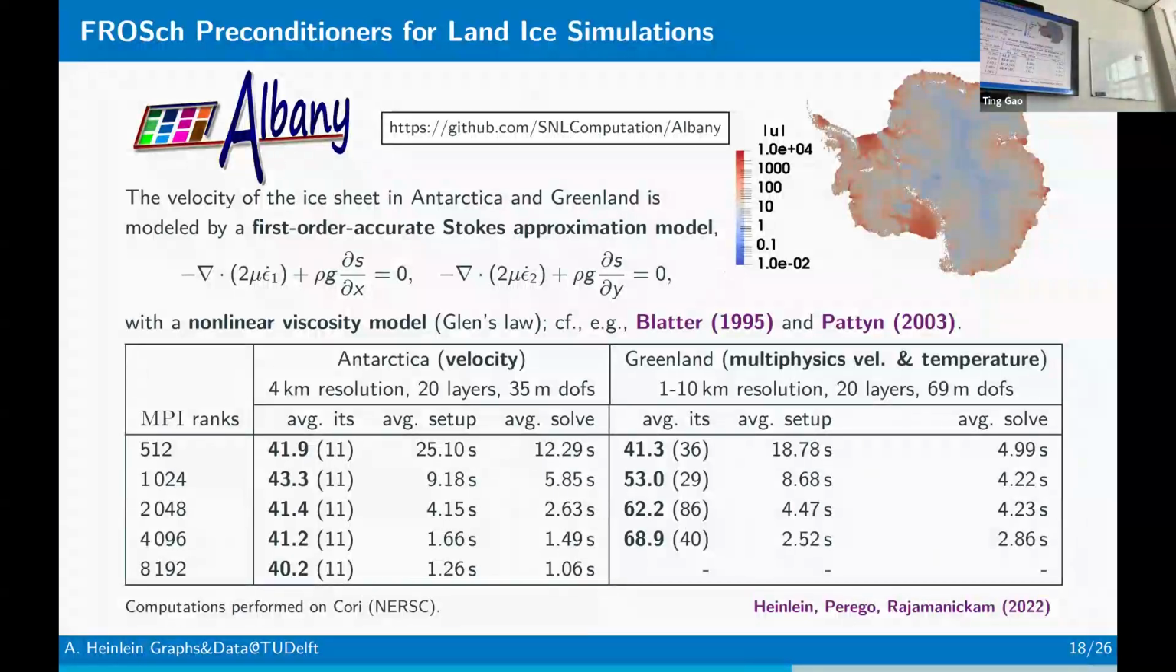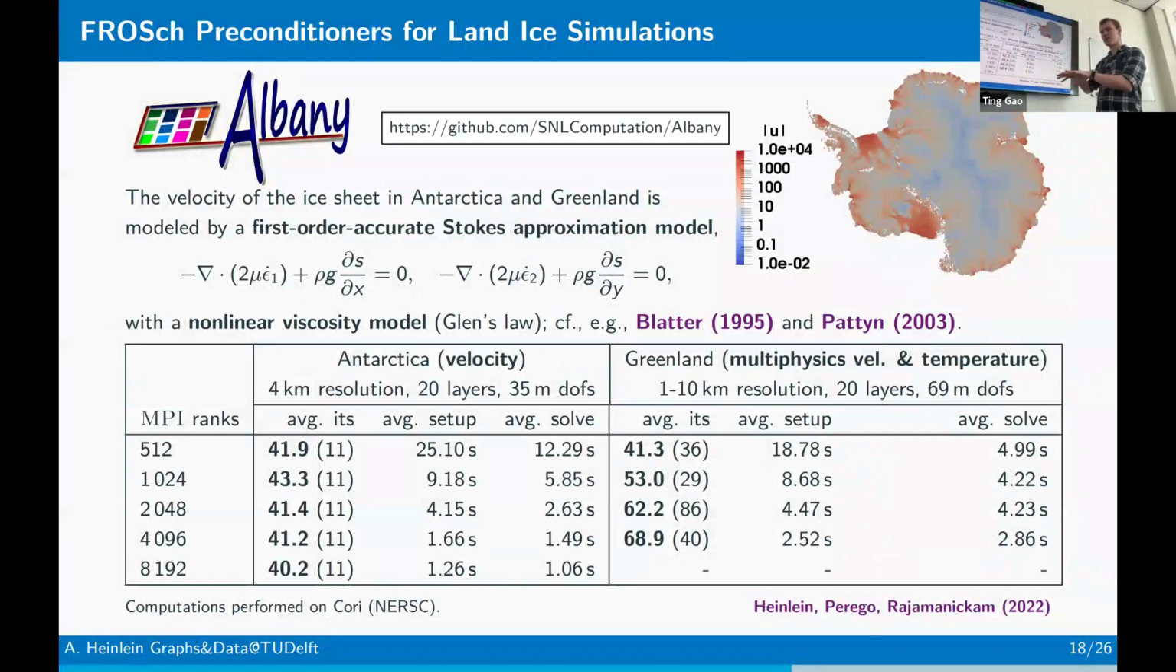We have also done another problem. I already showed this ice sheet, this flow of the ice. We've done simulations on both Antarctica and Greenland with our method. We solved two different types of problem. One is a nonlinear velocity problem, so it's a nonlinear Stokes problem. And we also coupled that with a nonlinear temperature model, so then it's a multiphysics problem as well.